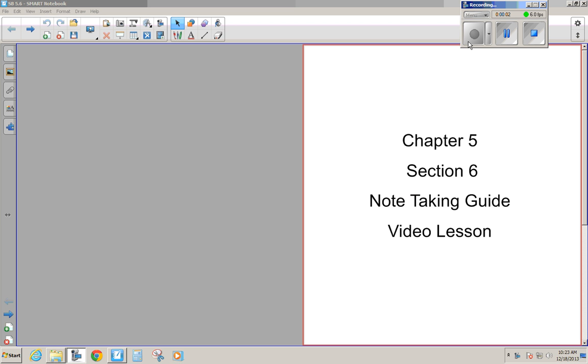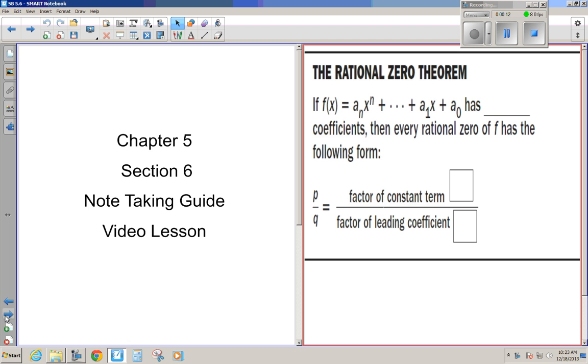Welcome to Chapter 5, Section 6, entitled Find Rational Zeros. So, first off, there's a rational zero theorem. And what this does is it gives all possible zeros.